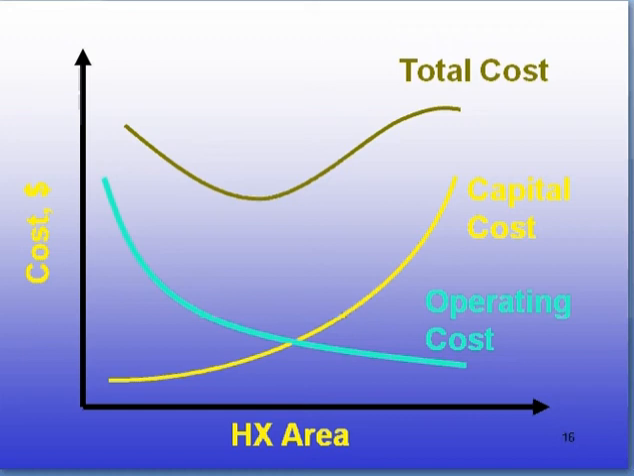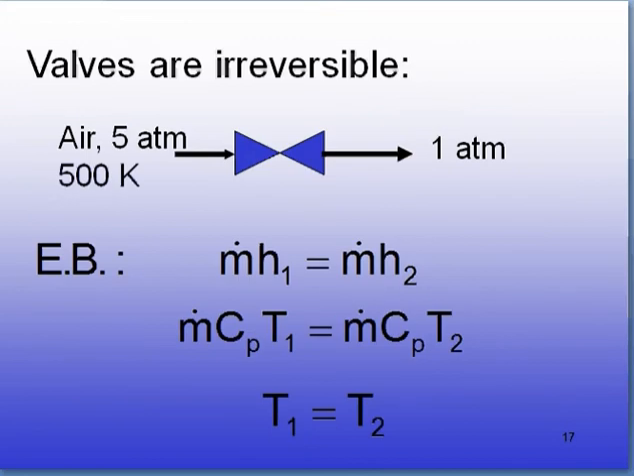When we put those two together and do an economic analysis, typically we'll have a curve that gives us a total cost that has some sort of minimum, and that minimum is how we optimize our exchanger area. We'll find the minimum that minimizes the total cost, and that's the area we'll use.